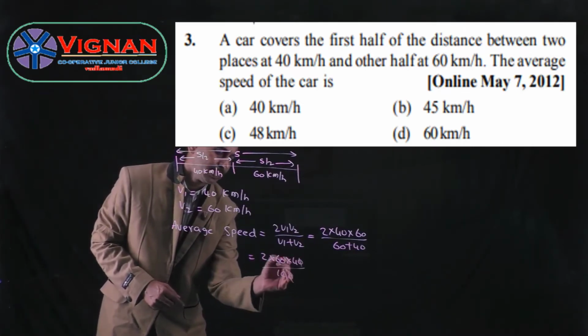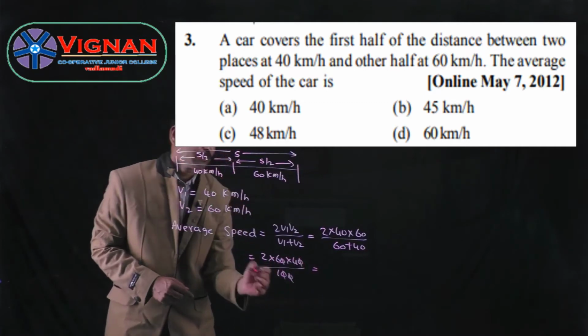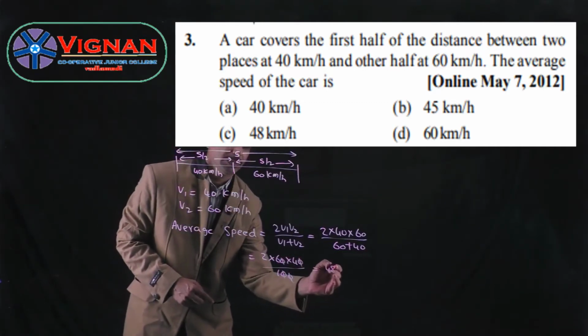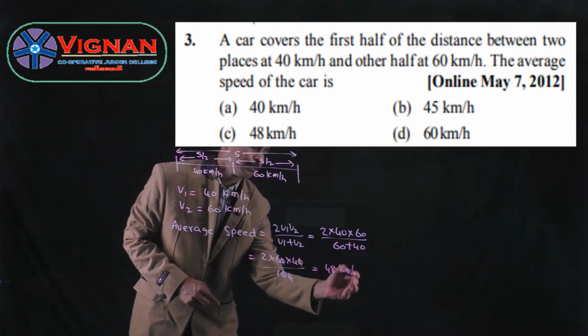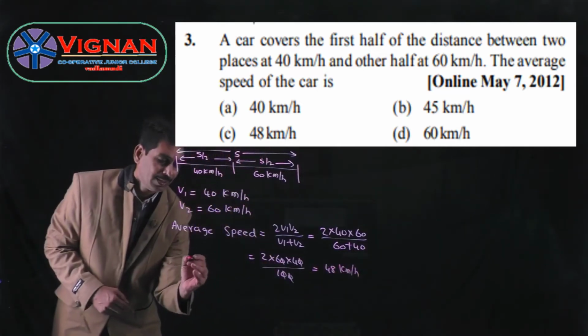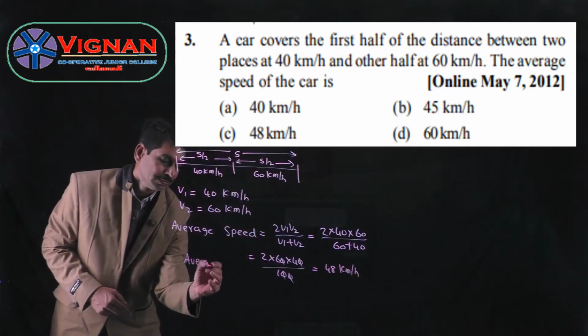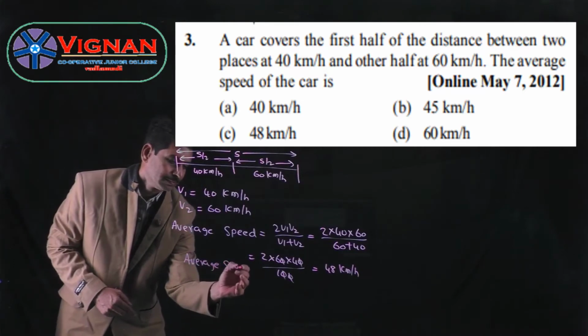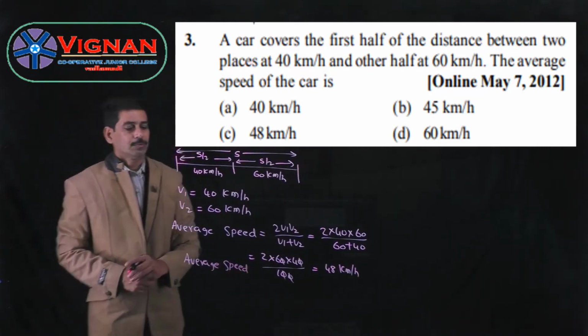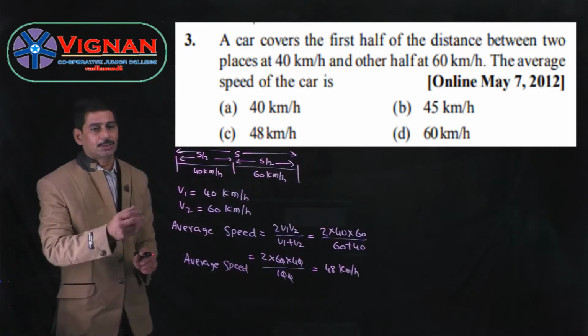So zeros get cancelled. 6 into 4 is 24, into 2 is nothing but 48 km per hour. So this is the average speed of the car. So the average speed of the car is nothing but 48 km per hour.